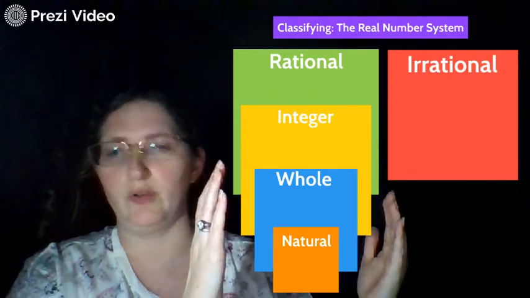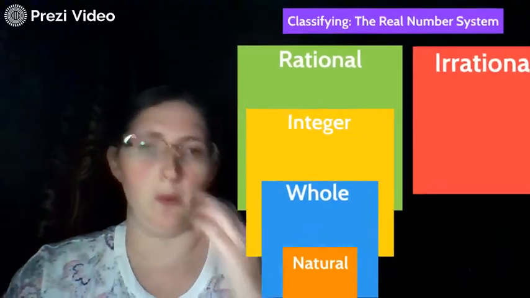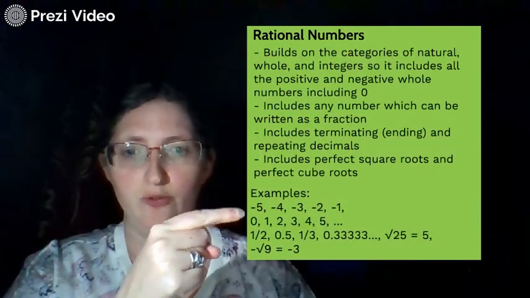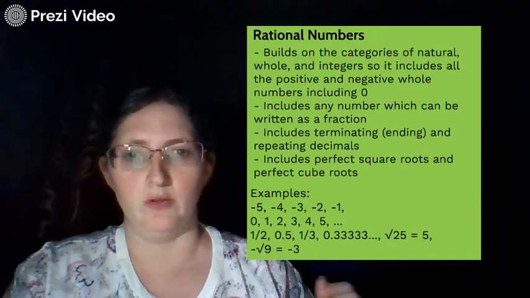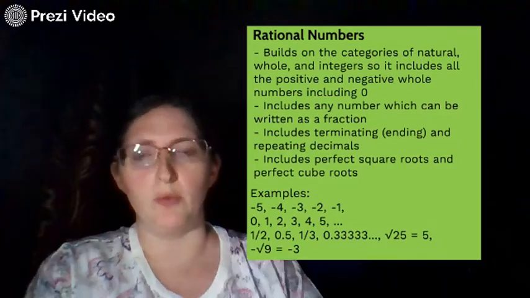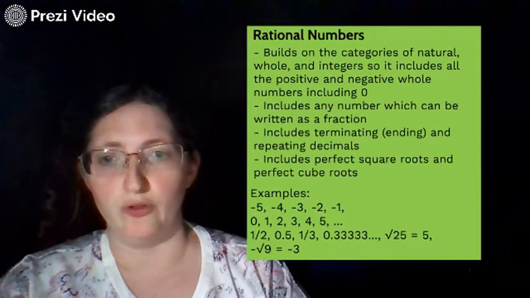Most numbers that you deal with on a day-to-day basis will fall into this category of rational. If you notice in the examples, you've got your integers, your whole numbers, your counting numbers, and then at the bottom you have some fractions and decimals. Rational numbers means any number that can be written as a fraction of integers.